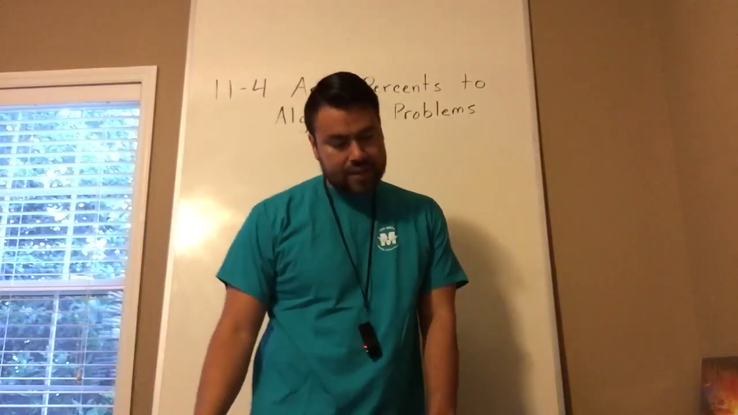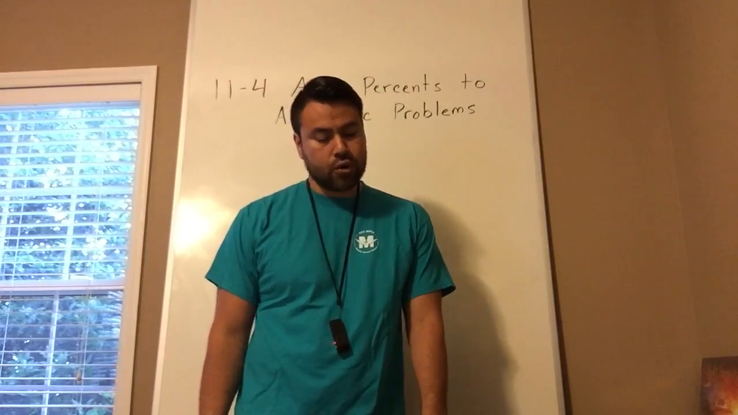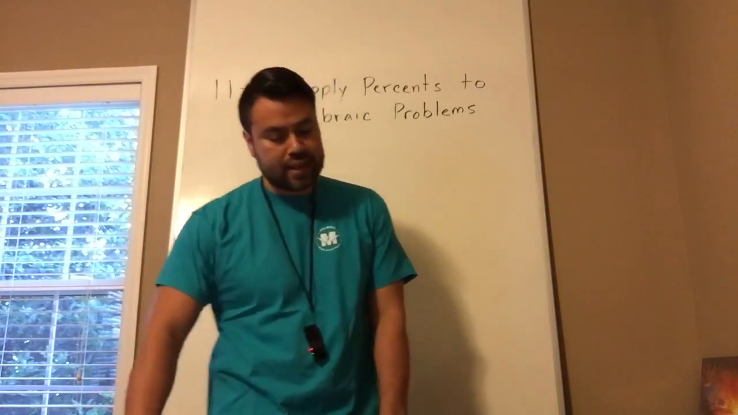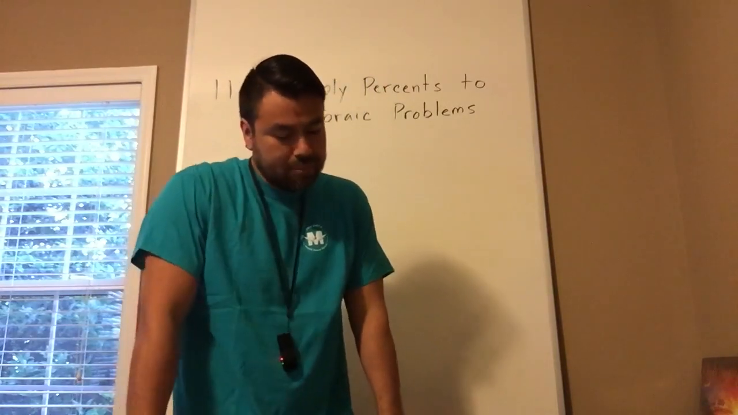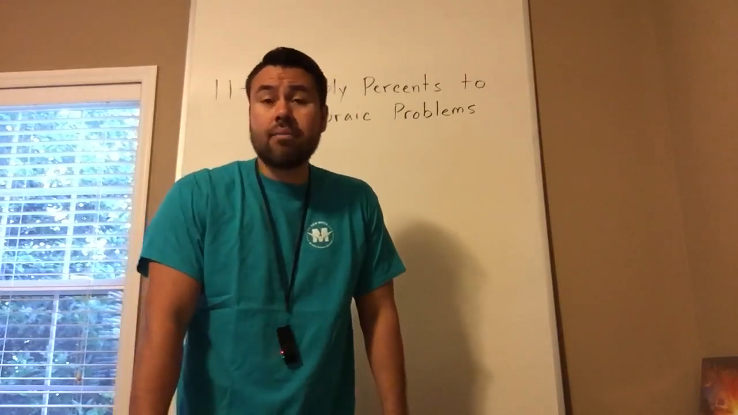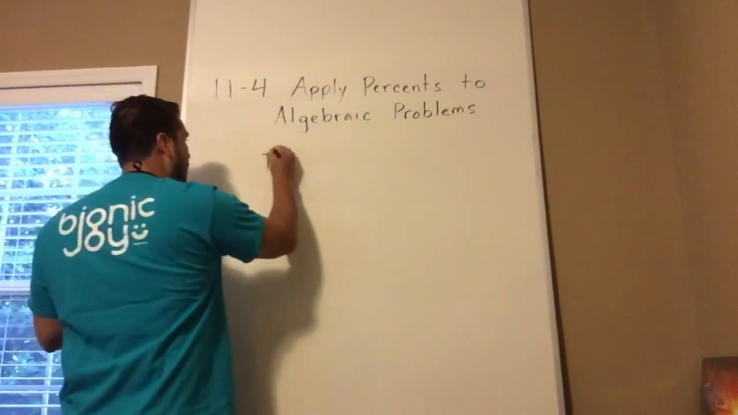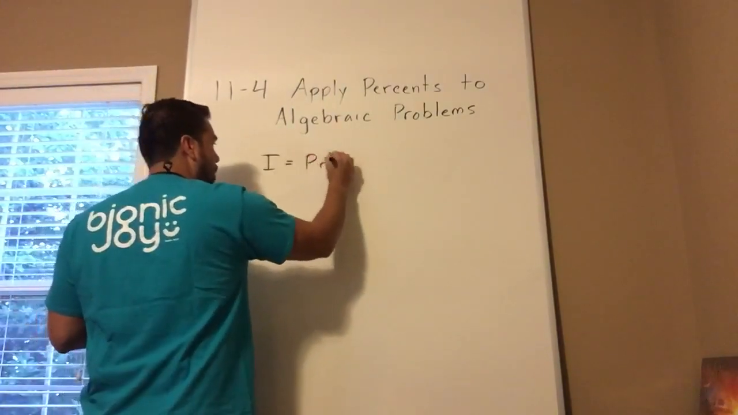Number 7, find the amount of simple interest $1,500 would earn in 4 years if deposited in an account that paid 2.8% interest. Okay, now this one's a different problem, and it gives you a formula, so you need that for number 8. It's the formula I equals PRT.